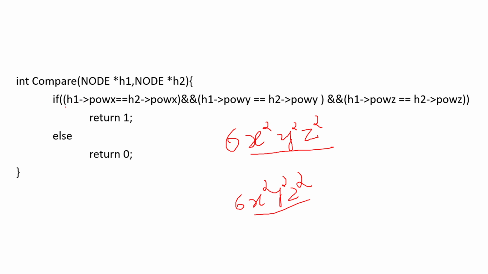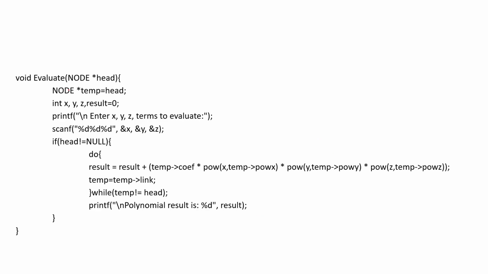Let h1 be the first polynomial term, h2 the second polynomial term. So h1 power of x and h2 power of x are same, and h1's power of y and h2 power of y are same, and h1 power of z and h2 power of z are same. If all three are same, then only you say they are same, which can be used for addition. Otherwise return 0.